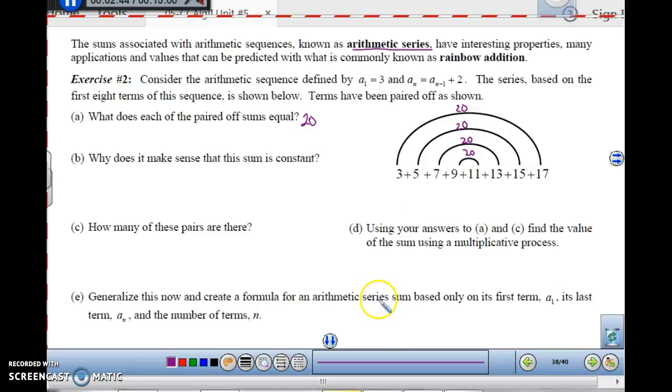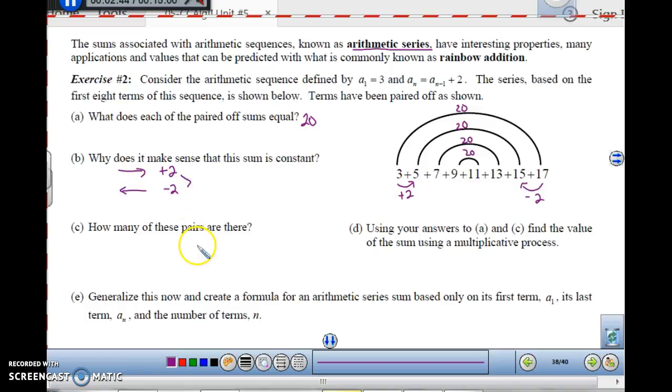All right, so why would this sum be constant? Well, when we are going this way, from 3 to 5, to go from the first term to the second term, we are adding 2. So when you're moving in this direction, you are adding 2 and you're increasing the value. Now, if I'm pairing this up with 17 and I'm going to 15, what's happening here? You are subtracting 2. So going this way, you are subtracting 2.